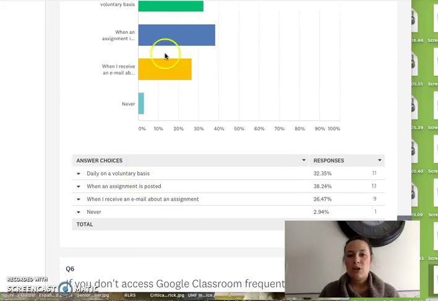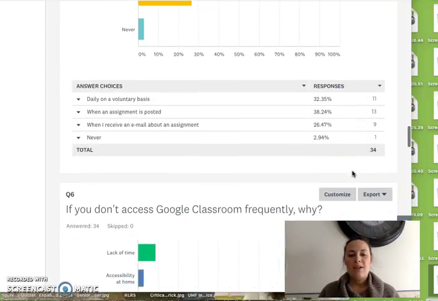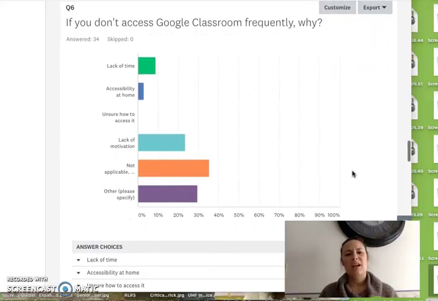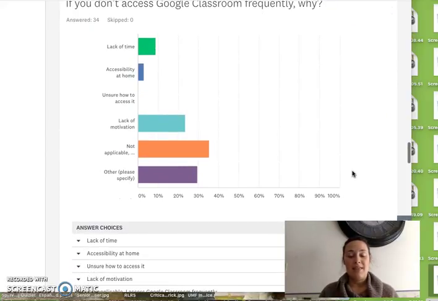And you can see that the majority is when the assignment is posted, and some say on a voluntary basis daily, and even the ones that check it when they receive an email about it, they're all within just 2. Actually, there's a difference of 2 between receiving an email and checking it daily, and then there's a difference of 2 between checking it daily and when an assignment is posted. So they're all pretty close, but the next piece of this is, if you don't access Google Classroom frequently, why don't you access it frequently?